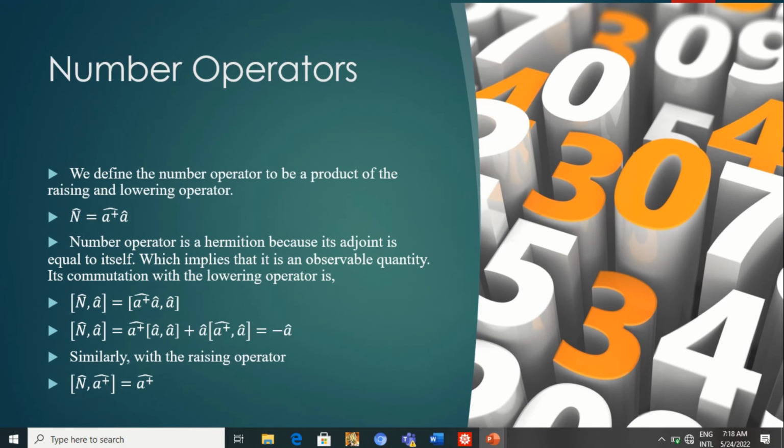Yeah, so number operators are derived from your ladder operators, and they tell you about the number of eigenstates that are present in your system. And the number operator, it's not Hermitian. Oh, sorry, it is Hermitian, because its adjoint is equal to itself. And it's really important to know that it's an observable. We can observe this quantity. And its commutators with the lowering and raising operators are given as below.